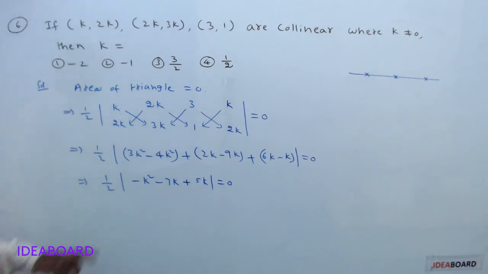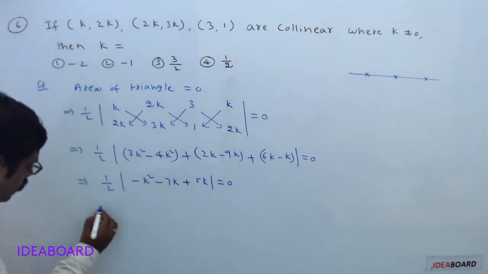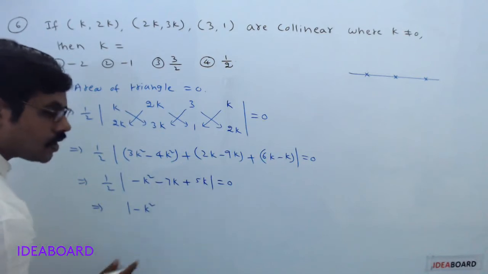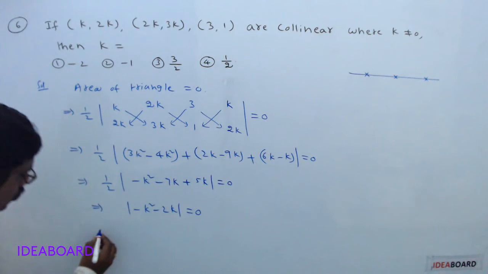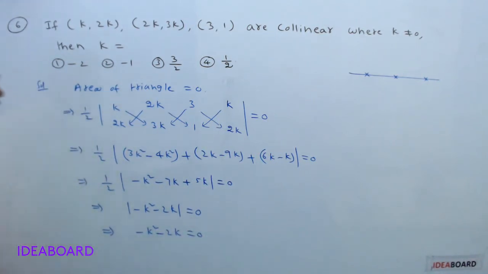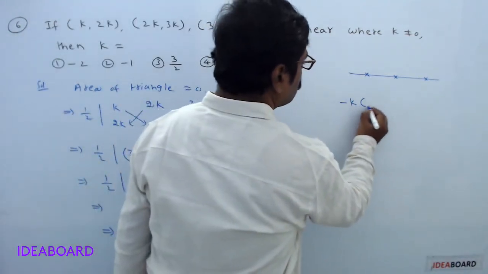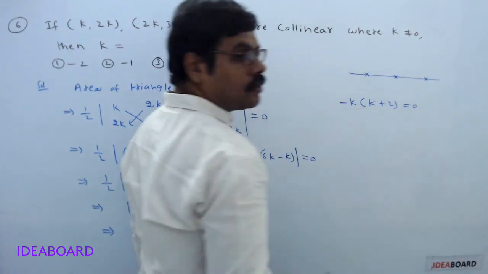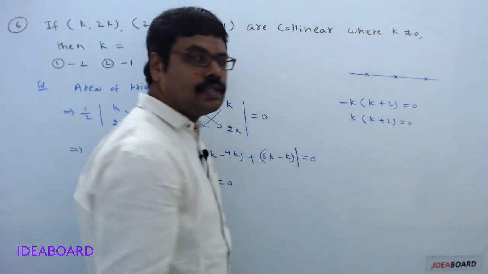equals to 0. Now multiply this equation on both sides with a constant 2. This is modulus of minus k square minus 7k plus 5k, minus 2k equals to 0. So from this minus k square minus 2k is 0. Now take the common factor minus k. So minus k into (k plus 2) equal to 0. So it is k into (k plus 2) equal to 0.